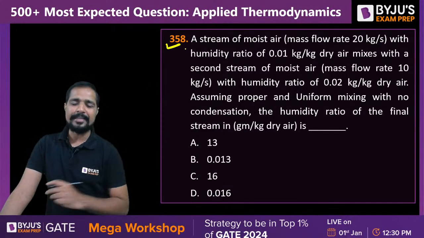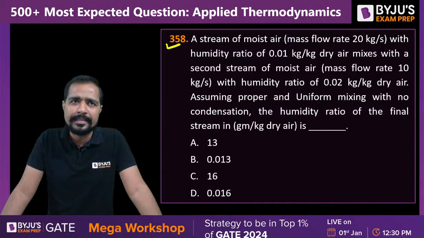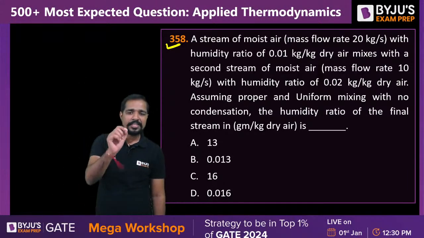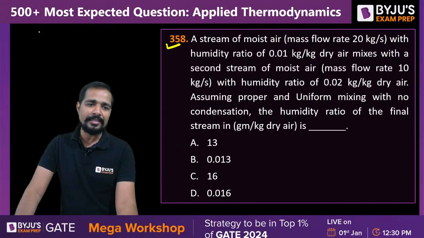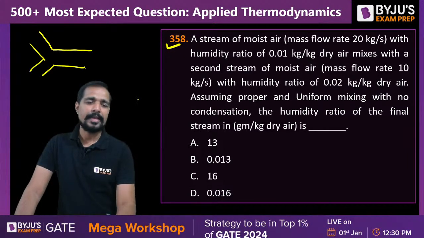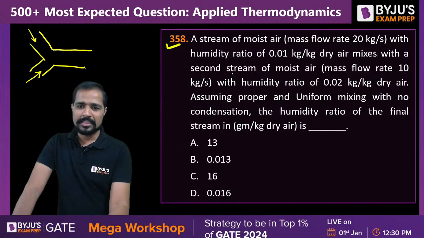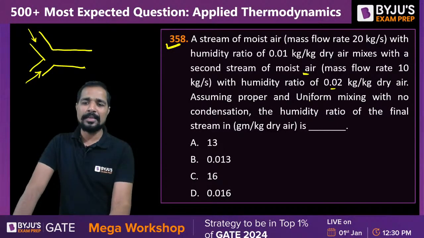Question number 358, my dear. The question is related to the psychrometric topic. A stream of moist air whose mass flow rate is 20 kg per second with a given humidity ratio is entering like this. One stream is entering from here, and a second stream of moist air, my dear, with this mass flow rate and this humidity ratio. Then assume proper mixing.